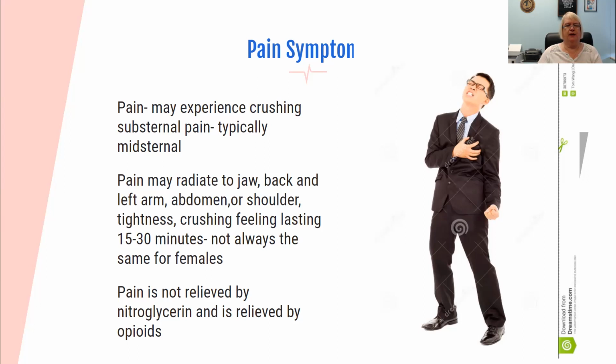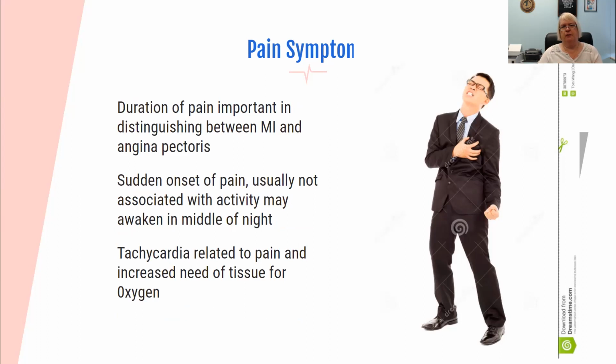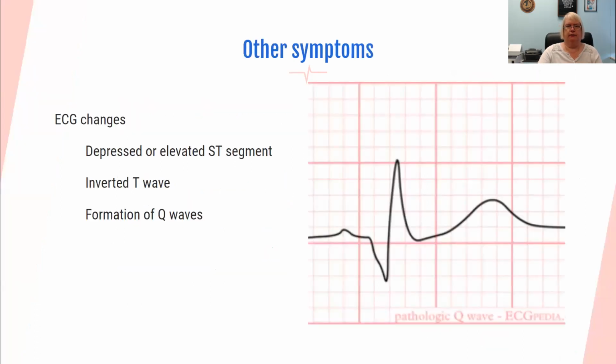Pain is not relieved by the nitro, but it is relieved by opioids. The duration of the pain is important in distinguishing between an MI and angina pectoris. So remember, an MI is a sustained time period, 15 to 20 minutes. Sudden onset of pain, usually not associated with activity. They may be awakened in the middle of the night. Tachycardia is related to the pain and the increased need for the tissue to get oxygen.